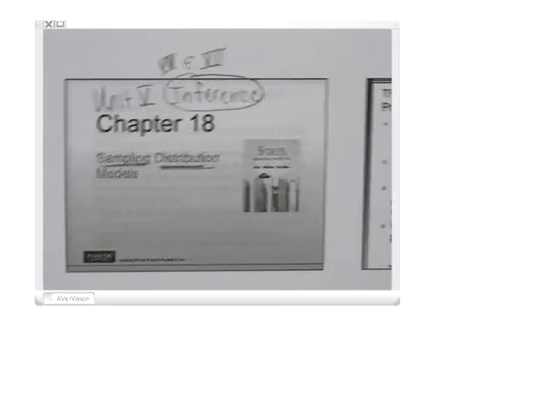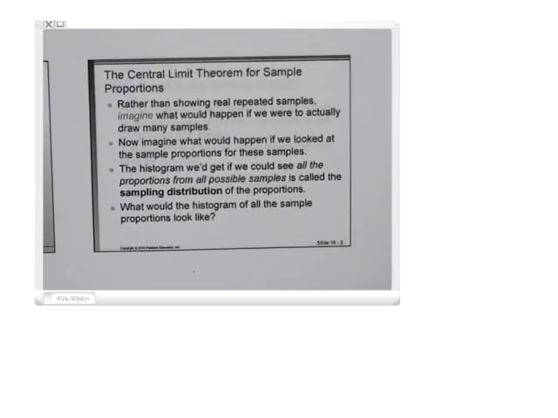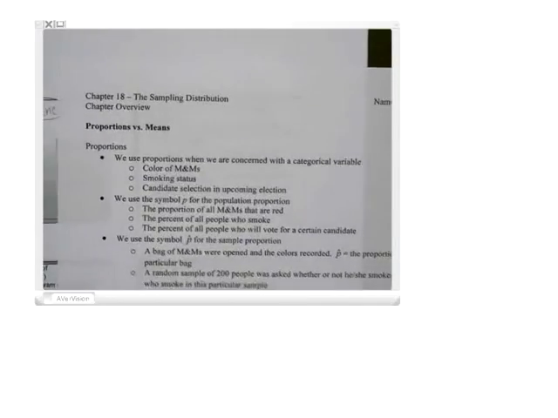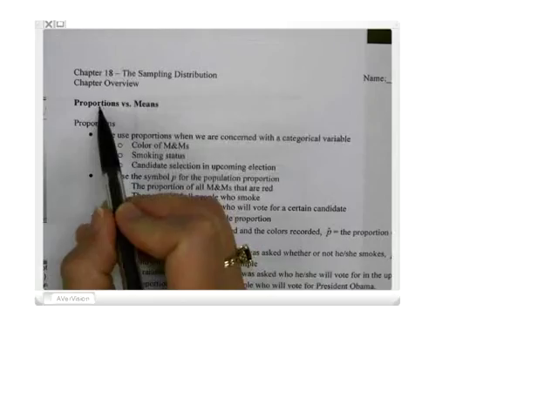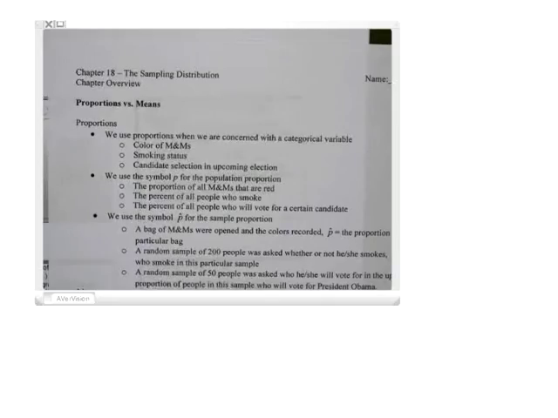So we're going to move into a couple of slides of this chapter tonight, and talk about something called the central limit theorem for sample proportions. So what I want you to do is refer to your Chapter 18 overview sheet, and make sure you understand the difference between proportions and means. We're starting this unit with proportions. This is the exact difference between categorical data and quantitative data.